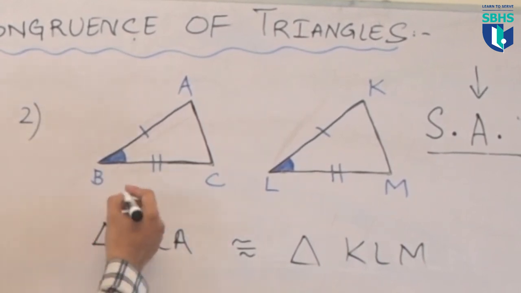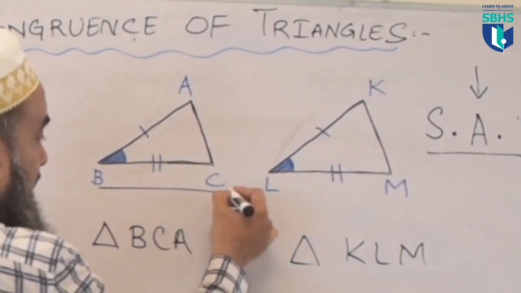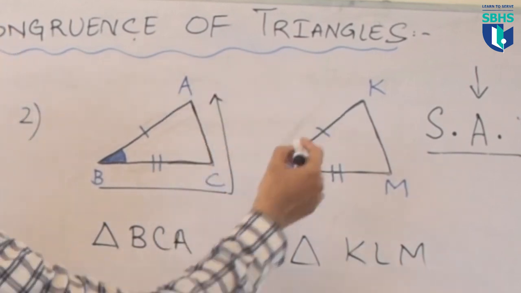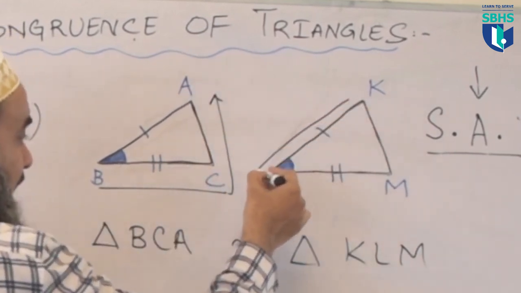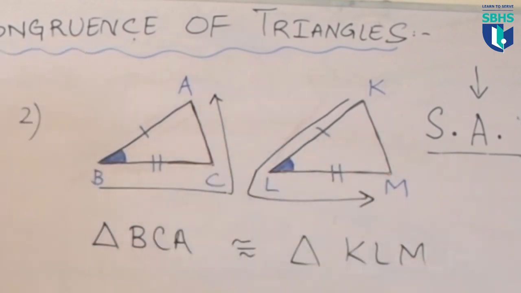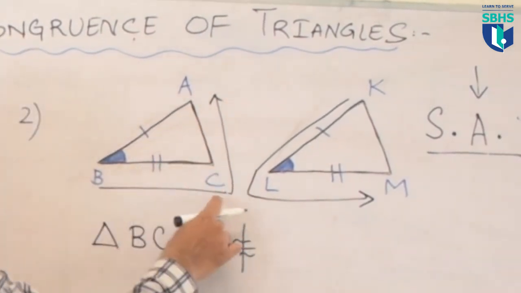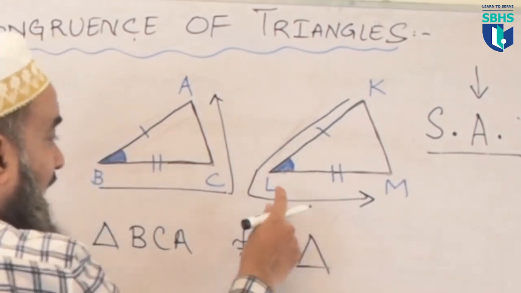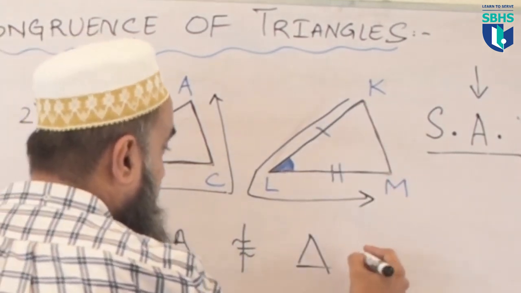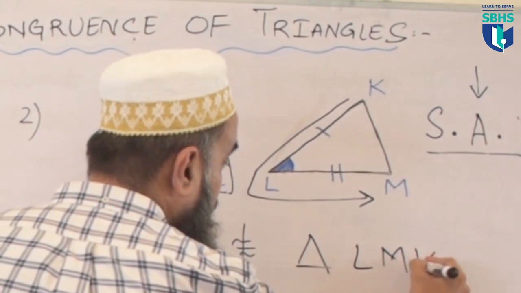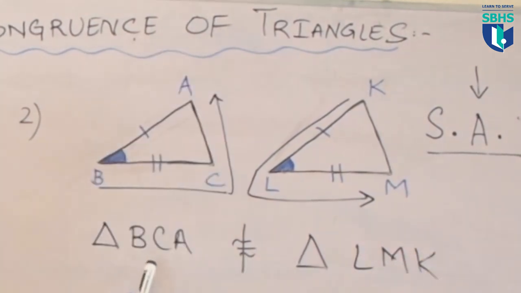See, what I have taken, I have started from B, C, then I have gone to A. Then here I have started from K, L, and then I have gone to M. So naming the triangle in congruency is very important. This type of nomenclature is not correct. If you are naming this triangle BCA, then this must be LMK. The other triangle should be written that way. The alphabetical order in which you are naming the triangle is very important.